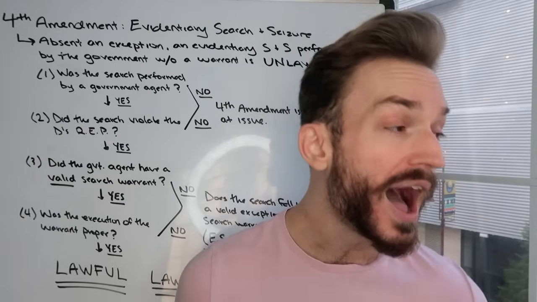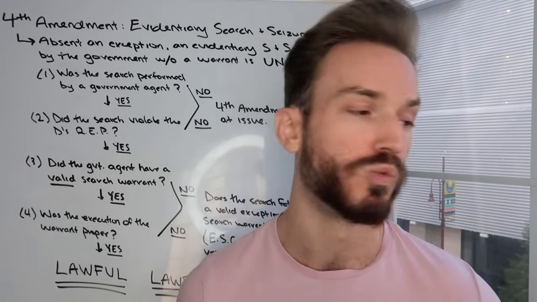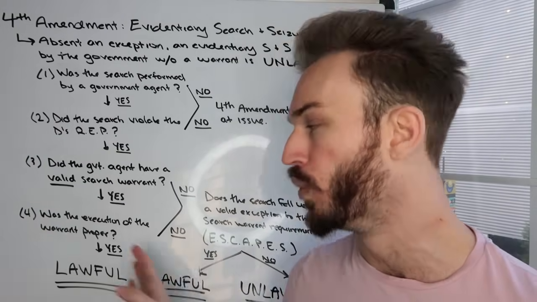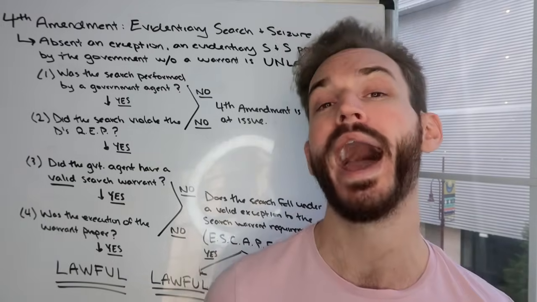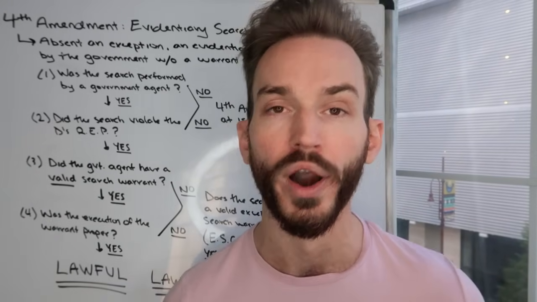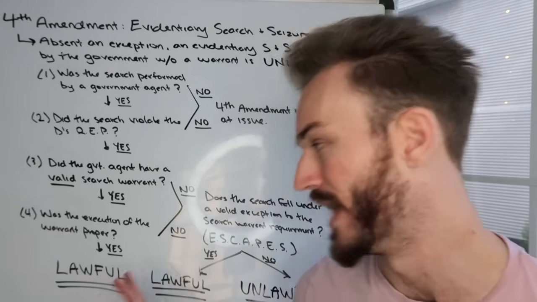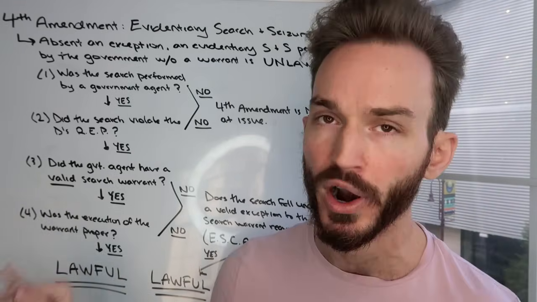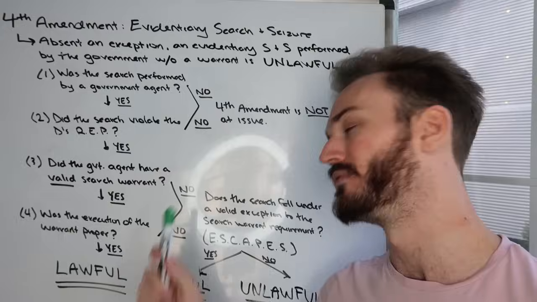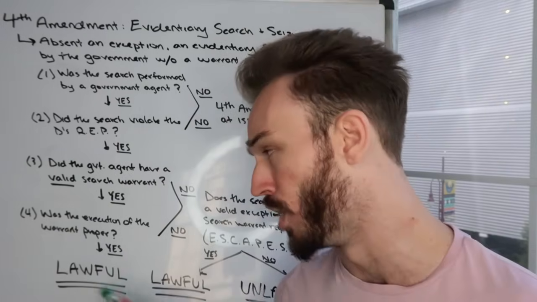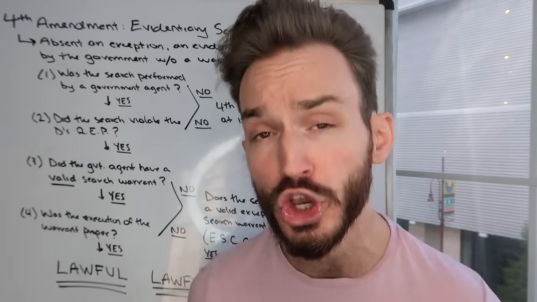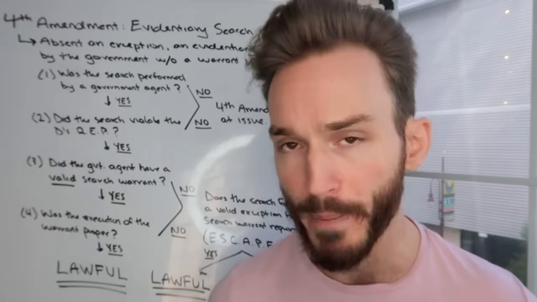Now, if they find illegal contraband while they're searching within the scope of the warrant, that's fine. But if they go outside of the scope of the warrant and find illegal contraband, that's going to be improper, and that's going to move over here. You have to ask if there's an exception, right? It's unlawful if the execution of the warrant is improper, okay?